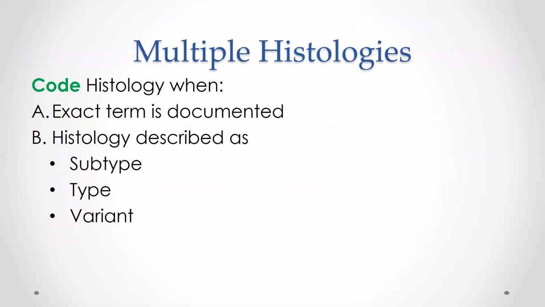So for multiple histologies, you're going to code the histology when the exact term is documented, like mucinous, or you're going to code the histology described as subtype, type, or variant.